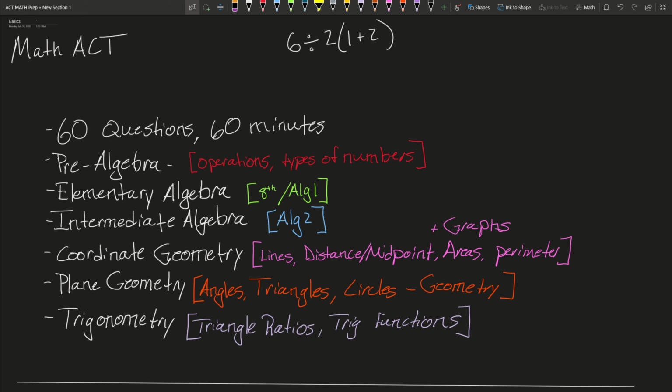Okay. Then there's trigonometry, which is SOHCAHTOA, triangle ratios, and different trig functions. Okay. So that's the test. That's all the subjects. All right. It's literally everything you've covered in your high school career and even a little bit before. Okay. But even if it was covered before, it's things that you should be able to do fluently throughout high school. All right.